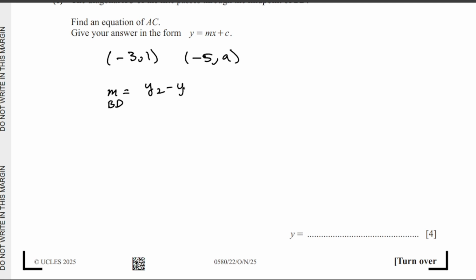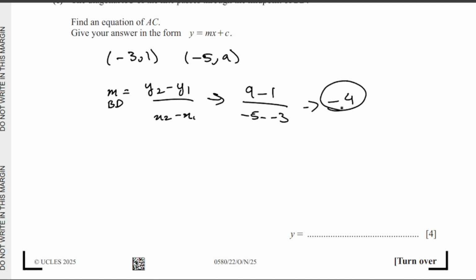You know the formula y2 minus y1 over x2 minus x1. We're going to use the same formula. Substitute the values in. We're going to get 9 minus 1 over minus 5 minus minus 3, and our final answer is going to be negative 4. Now we need to take the negative reciprocal of this. So first, whatever it is, multiply it with a negative sign. We're going to get 4. And since this is 4 over 1, we're just going to reciprocate it. So we are going to get 1 over 4. This is the gradient of AC.